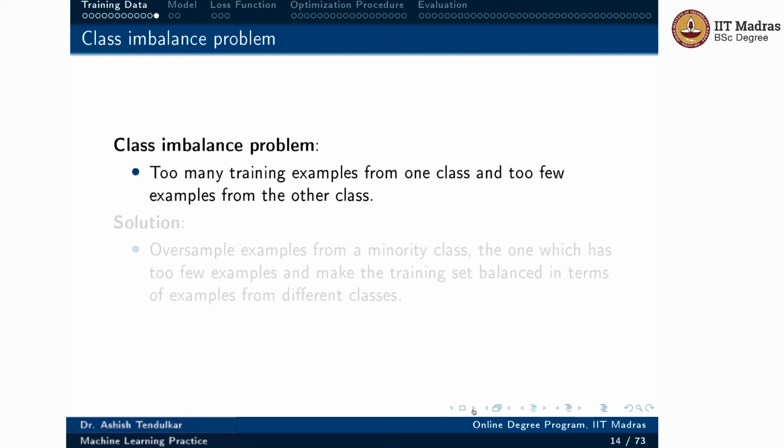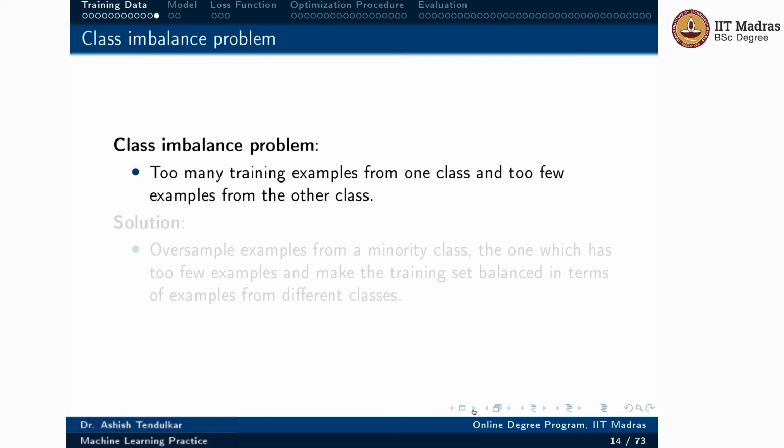When this happens, typically, the classification algorithm tends to predict all the examples into the majority class, right? Majority class is the one which has got too many training examples, and the minority class is not getting learned correctly, which is not a desirable situation.